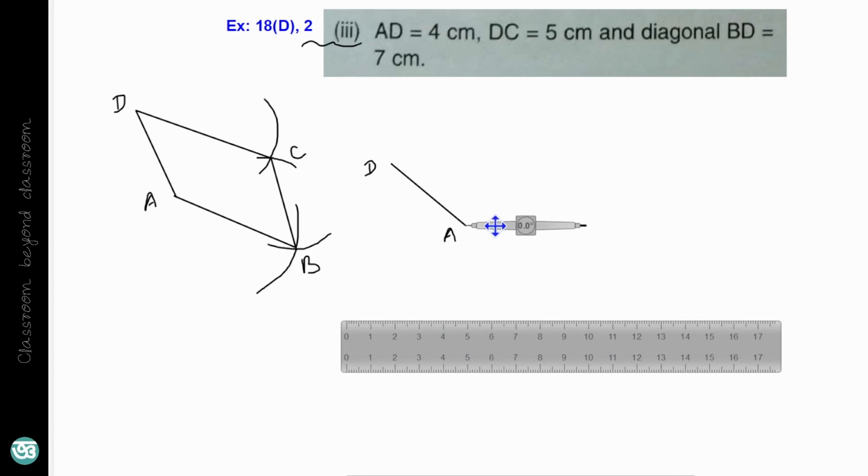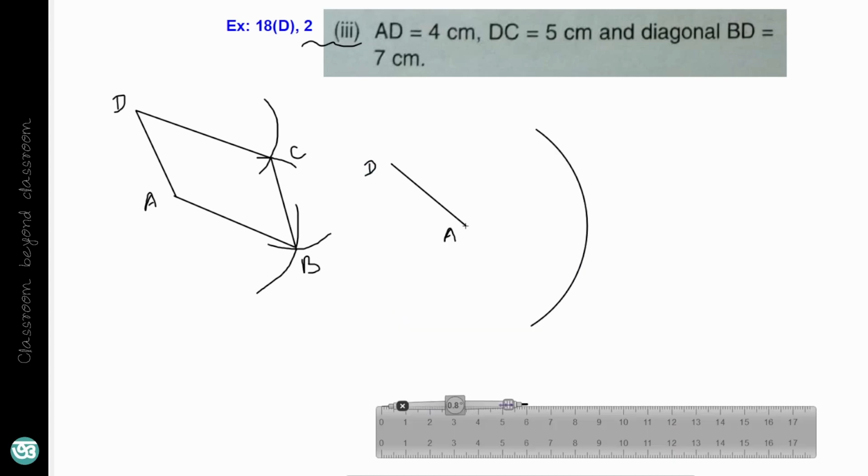So from point A, we can take 5 centimeter because this is a parallelogram and AB is equal to DC. So from point A, draw one arc like this, and again from point D, it will be 7 centimeters. So let us take 7 centimeter for DB. Okay, so this is the point B. Now we can join AB.